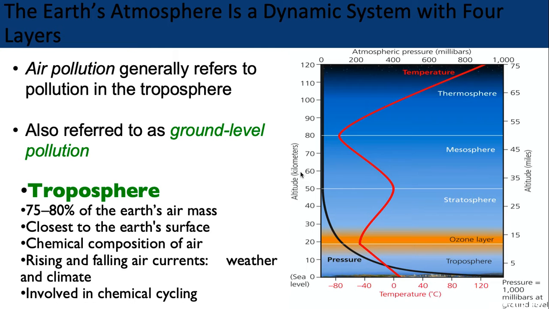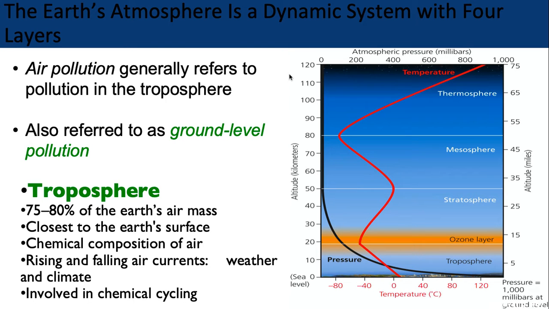So, the Earth's atmosphere does have 4 layers, which we've already talked about earlier in the year. But it's also a dynamic system. It's important to note that it's a system that works together, all 4 layers. Generally, when we're talking about air pollution, we're talking about pollution that's in the troposphere, which is, as we know, the layer that we live in down here at the very bottom. And it's where all weather happens. This could also be referred to as ground level pollution.